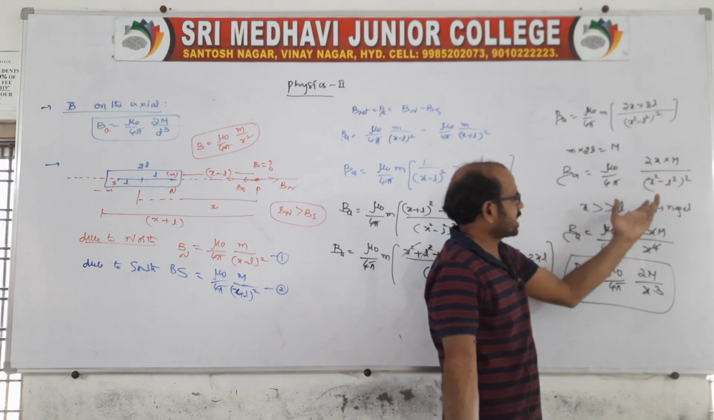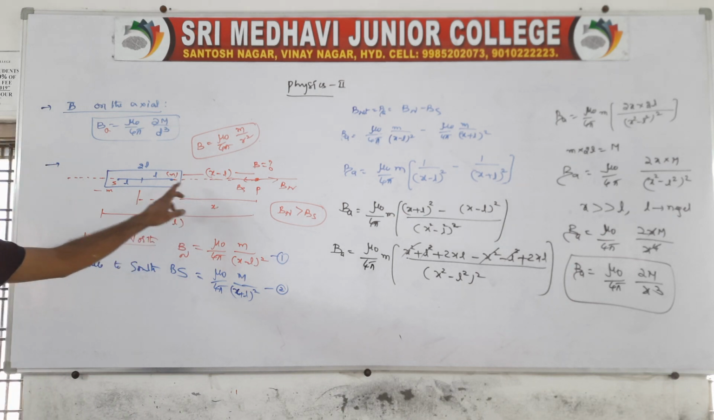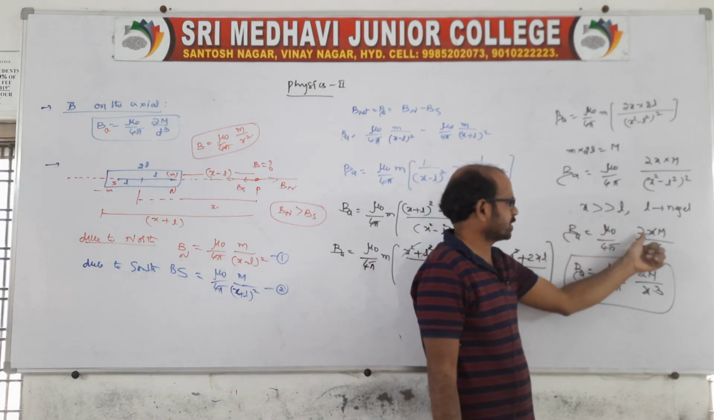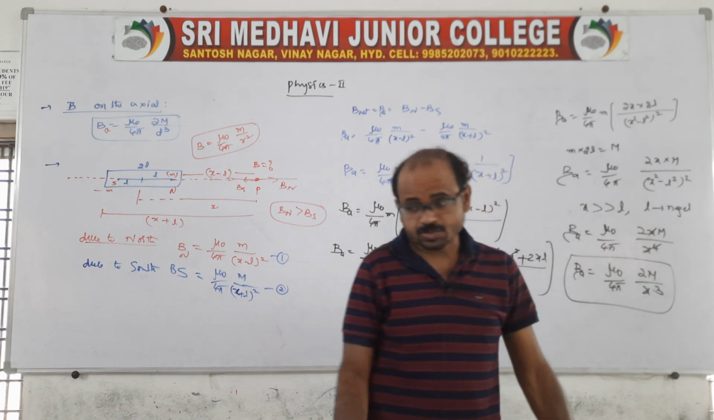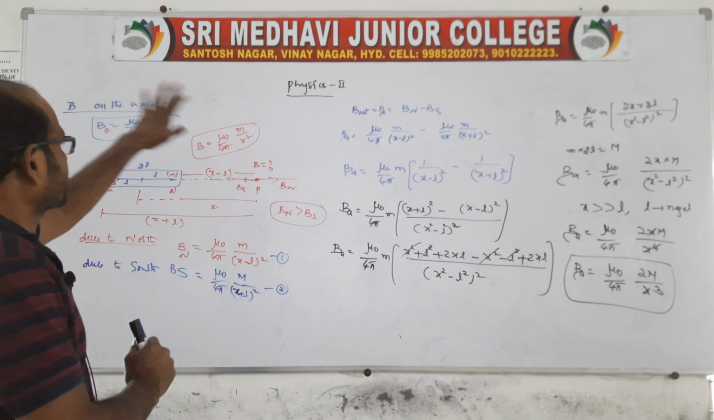So mu naught by 4 pi as it is. x is very much greater than L. Look at this, x is very much greater than L, therefore L can be neglected. BA is equal to mu naught by 4 pi into 2xM by x power 4, so 2M by x cube. So this is about the magnetic field induction on the axial line, which we can get like this.